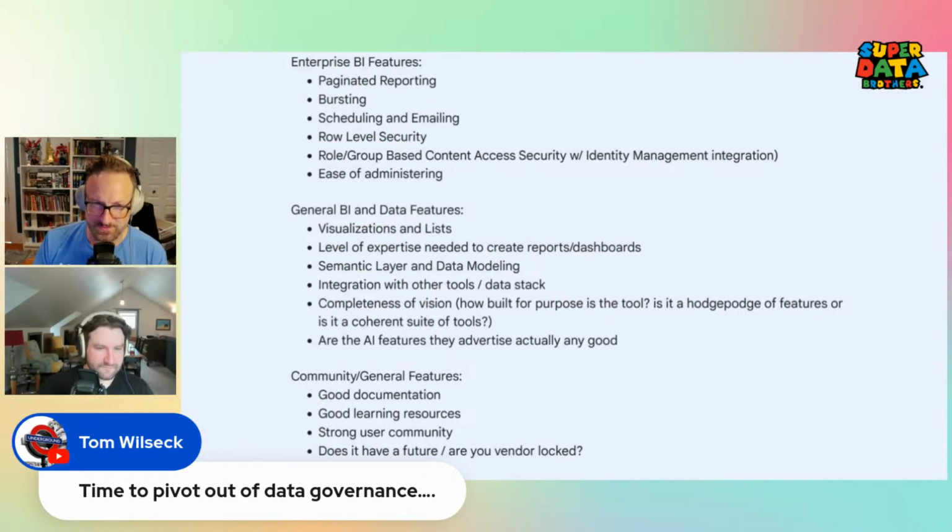So we have a big list of features still to get through. We're a third of the way through, folks. We've got 20, and we've used half of our talking time on the first third. So now let's take a look at the general BI and data features. These are things that every tool should have. The first ones were targeted at enterprises. These next ones are things that we feel a BI tool should have no matter what.